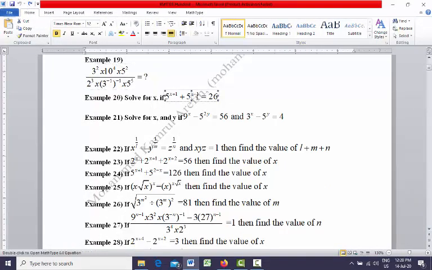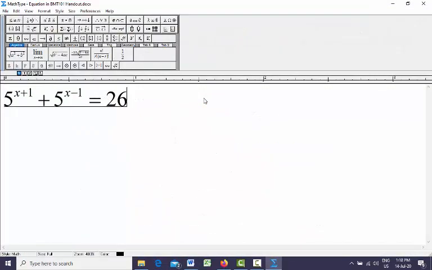Now we will solve this one. Now we will solve example number 20. So what we have here: solve for x if 5 to the power x plus 1 plus 5 to the power x minus 1 is equal to 26. So we need to solve this one. So let us solve it. We can solve it in multiple different ways. So let us solve it in one way first.